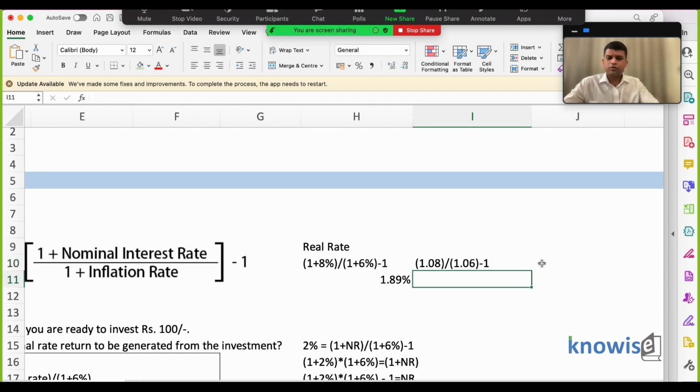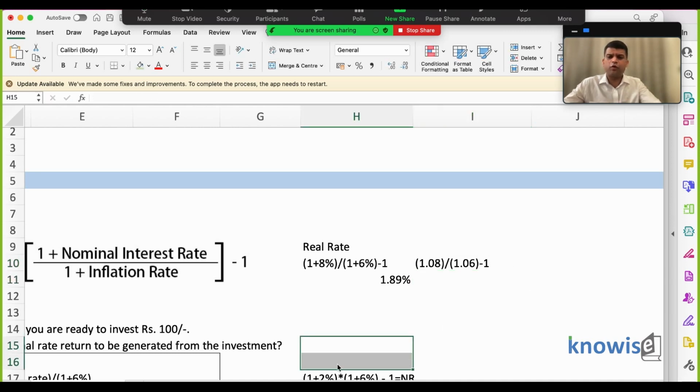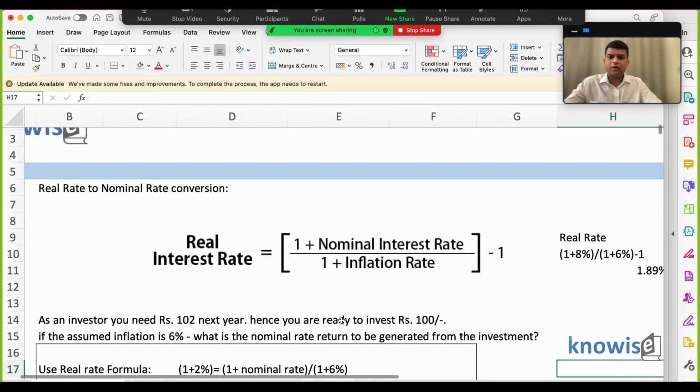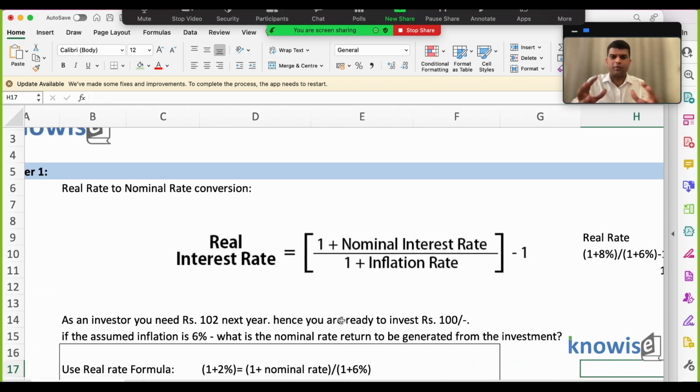Now, this is just a brief of understanding this concept of real rate. Just around this formula, the question may or may not be direct. Sometimes it might be indirect as well.